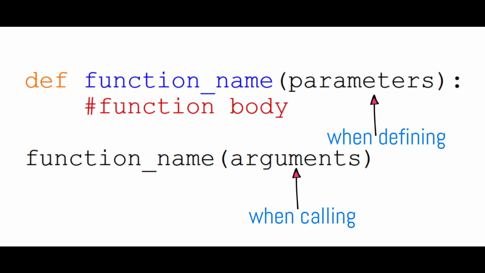Functions can take inputs and perform some operations within the body. From a function's perspective, these inputs have two names: parameters and arguments. The difference between them is that a parameter is the variable listed inside the parentheses in the function when defining it, and an argument is the value that is sent to the function when it is called.